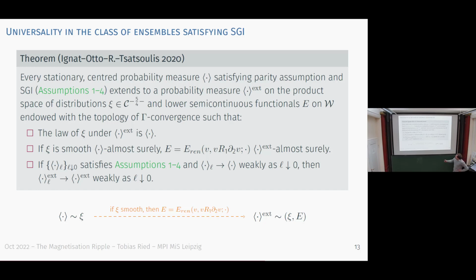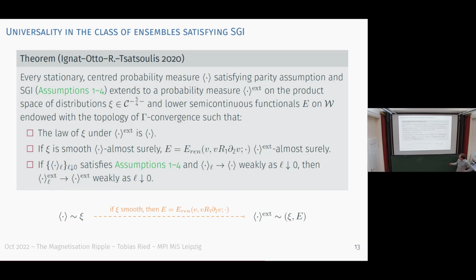If Xi is smooth, almost surely with respect to our probability measure drawn from this class, then the energy that we can now sample from this extended measure turns out to be exactly the one that one would get by just taking the classically defined product V R1 ∂2 V, since Xi is smooth. So we have a consistency property.